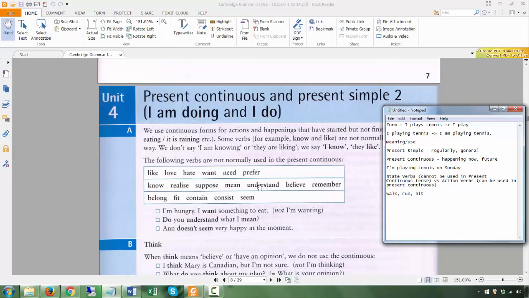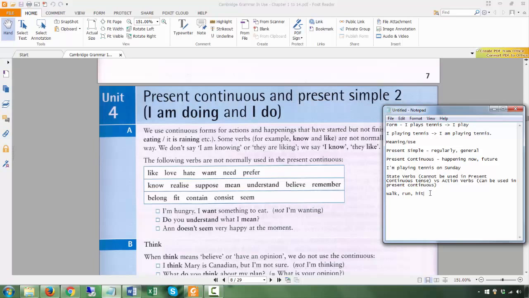I understand. You don't understand and then you stop understanding. That's why these are all states. Okay, it doesn't start and stop. The action or the verb doesn't start and stop. When you like, you continue to like. Whereas action verbs, yeah, you can walk and you can stop walking. You can run and you can stop running.